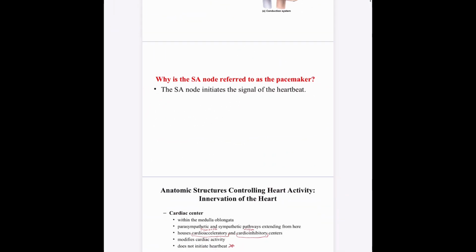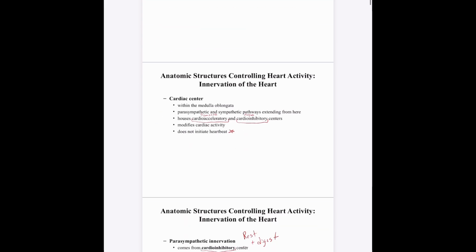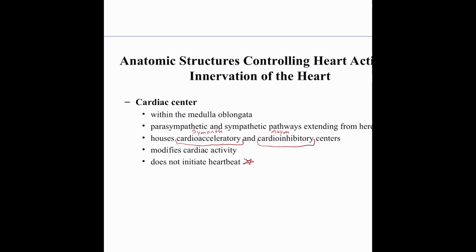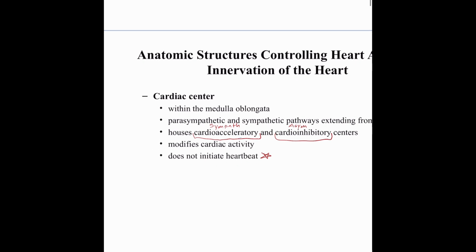Again, the SA node is your pacemaker cell. We also have two cardiac centers within the medulla oblongata. You have your parasympathetic and your sympathetic pathways. Parasympathetic is your rest and digest, right? And then your sympathetic is your fight or flight.